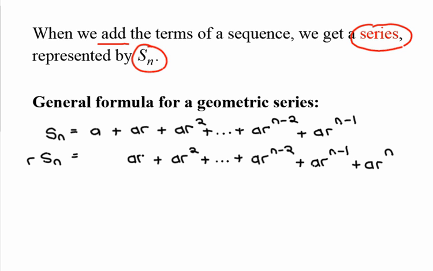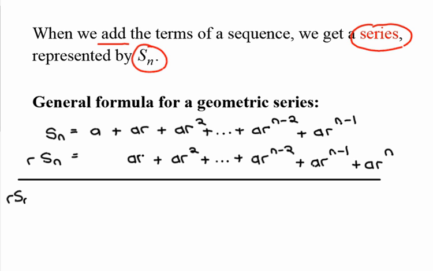Okay, so now what I'm going to do, let me just pop a line under here. Now I'm going to subtract the first line from the second one. Now it's totally legit mathematically to do that. And again, it's a little trick in our proof to get our formula. So what I've got here is rSn, and I subtract Sn. When I subtract two equations, I'm going to subtract everything that's in line.